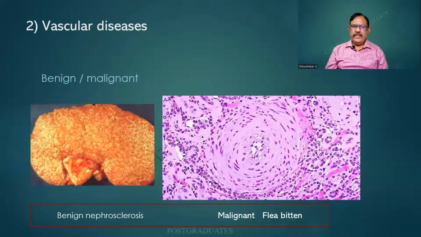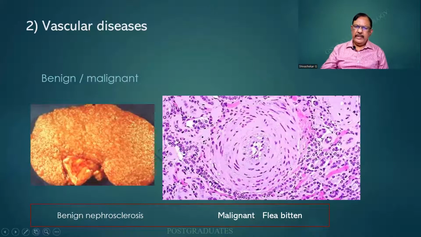The second group of diseases will be vascular diseases. Under vascular diseases, you have got benign and malignant. Benign nephrosclerosis, malignant nephrosclerosis. Okay. The granular contracted kidney, bilateral, symmetrical, fine. That can be there.